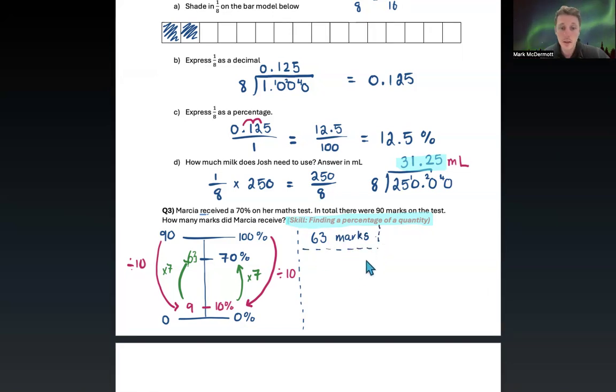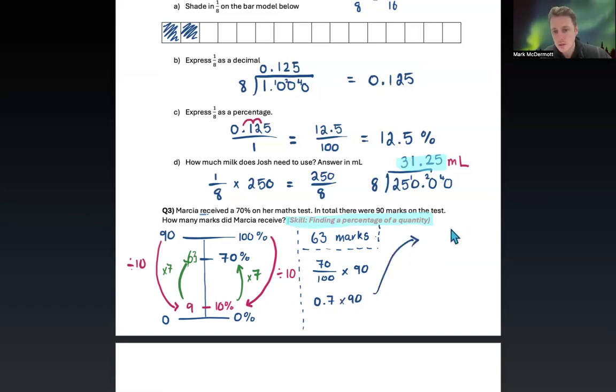Now, another way to look at this problem is to compute it as 70 out of 100 multiplied by 90, and you can work it out like that. I suppose you could also say this is the same thing as 0.7 multiplied by 90. Now it becomes a multiplying decimals question.